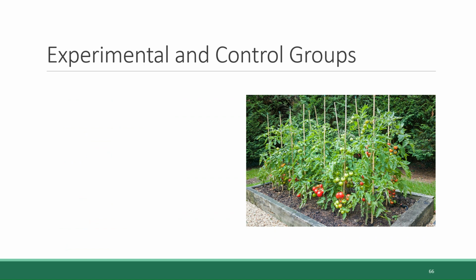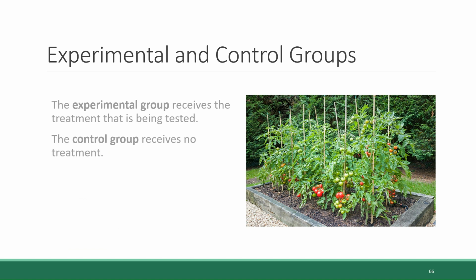Now, as promised, let's revisit that detail of how the experiment was set up. Half of the tomato plants got more water, the other half did not. Effectively, what we've done is divide the tomato plant population up into two groups, where one group gets the treatment that we are testing out, meaning more water, and the other group does not get the treatment we are testing out. In an experiment, the group that gets the treatment that is being tested is called the experimental group. The group that does not get the treatment is called the control group.